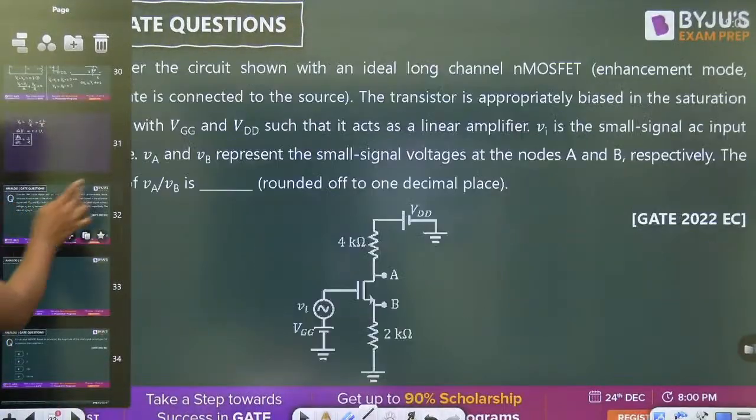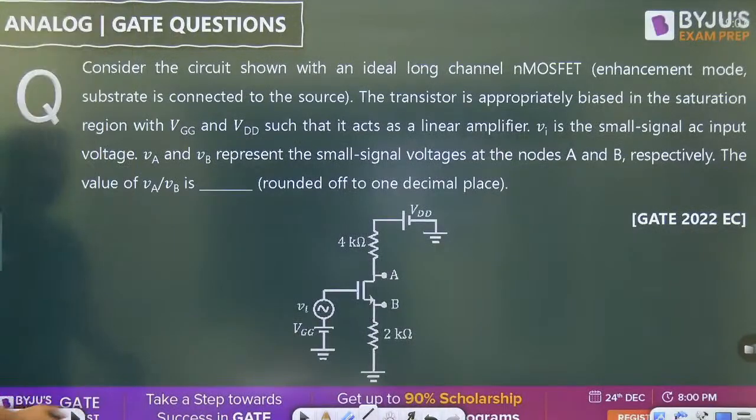Now, a question on MOSFET in electronics. Question on MOSFET.